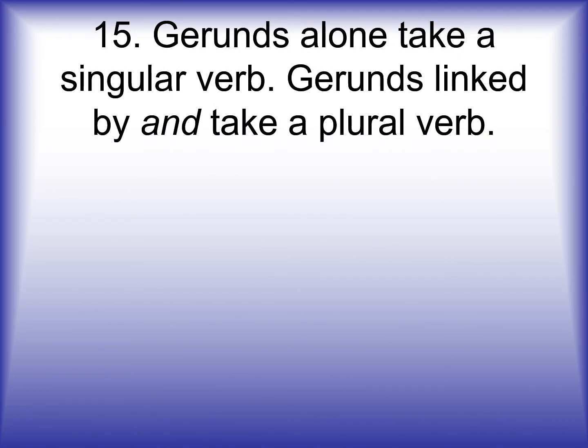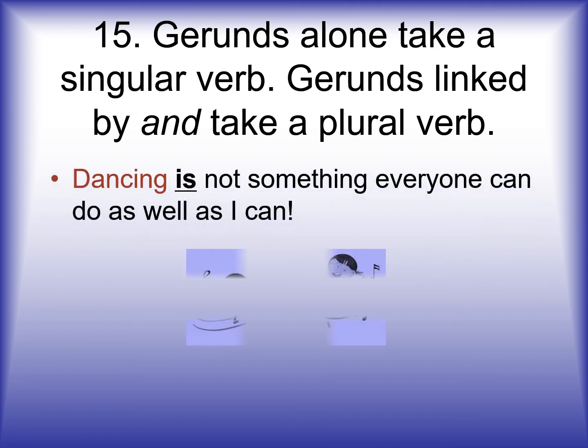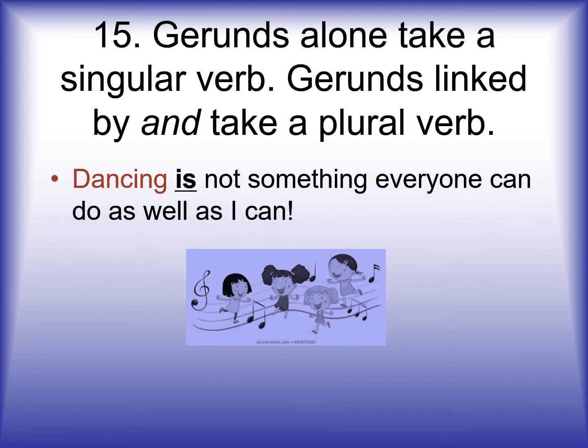Gerunds alone take a singular verb. The gerunds mean the verbs with ing but acting as a noun. Gerunds linked by and take a plural verb. So if we see the example, here it says, dancing is not something everyone can do as well as I can. So here dancing, a gerund, is followed by a verb is, which is singular.